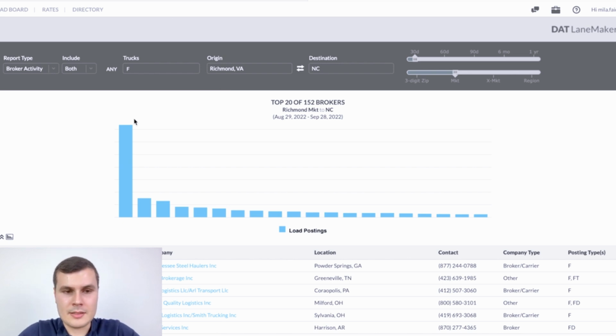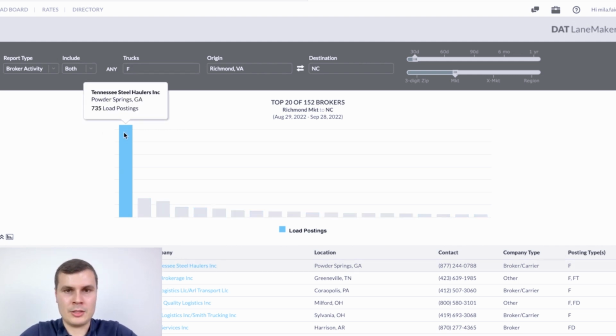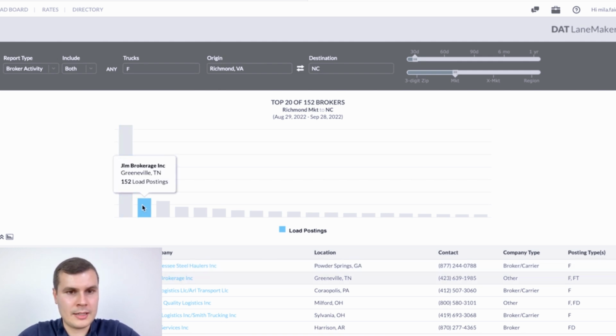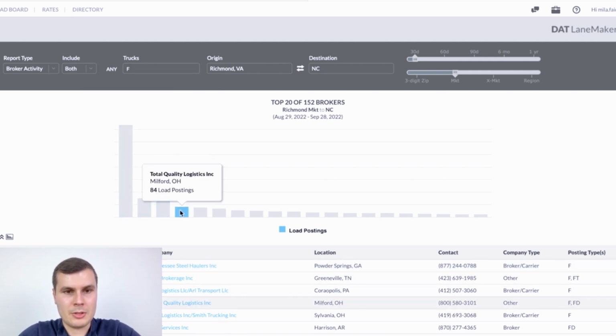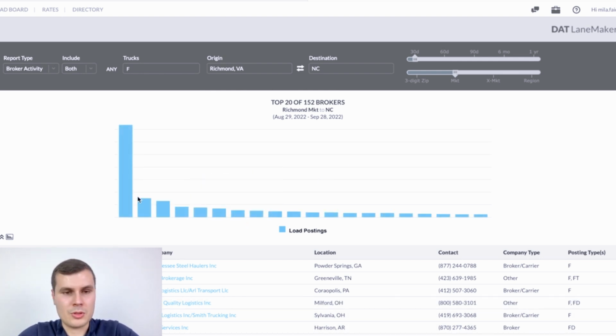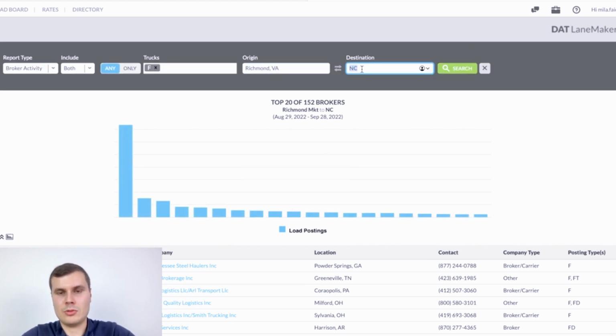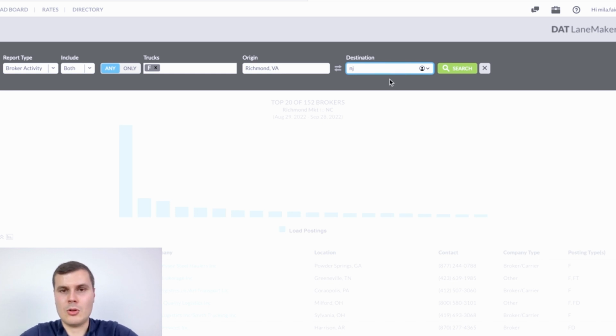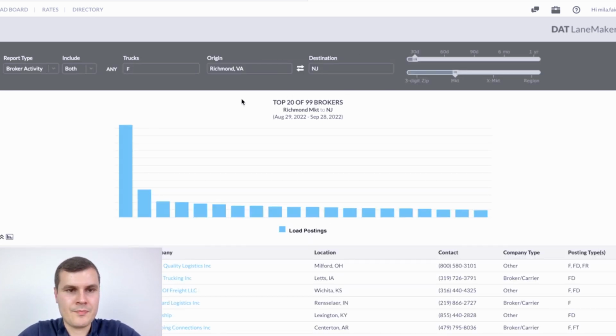So actually this lets us understand that DNL has a lot of loads coming out of Richmond, Virginia for flatbed, but not going to North Carolina. If we want to go to North Carolina, we have to set up with Tennessee Steel Haulers. So I guess a lot of steel is coming out from Virginia down to North Carolina, and then JLM, IRL, Total Quality Logistics, etc. So the brokers actually change depending on the destination, and then if he says he wants to go to North Carolina or New Jersey, we'll go ahead and do the same for New Jersey.